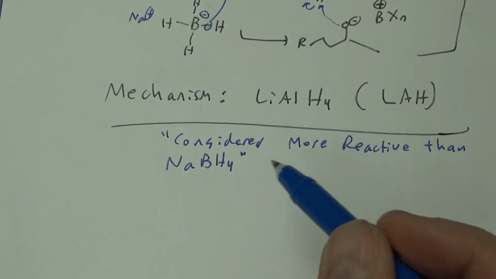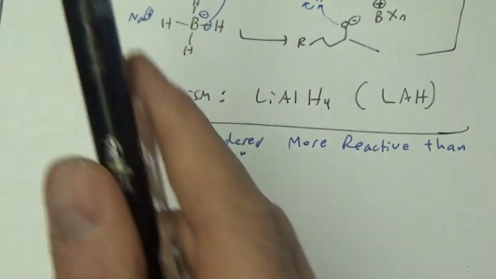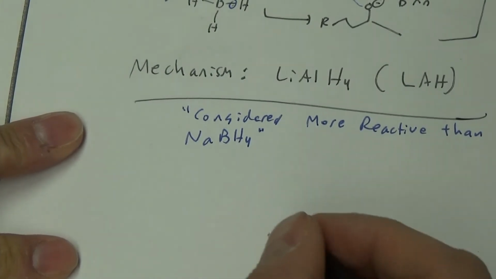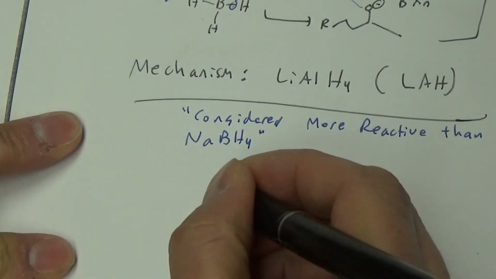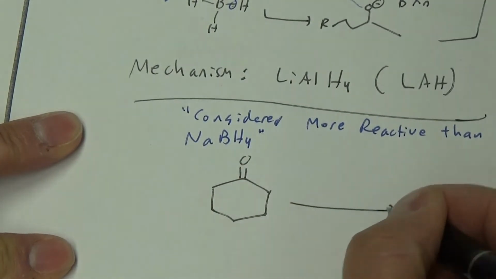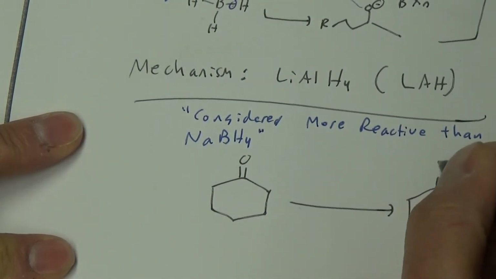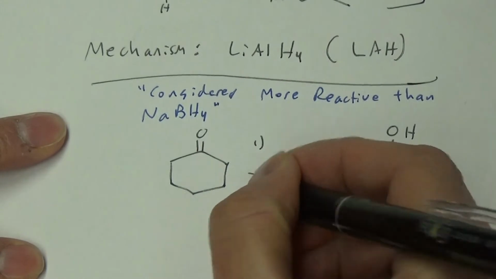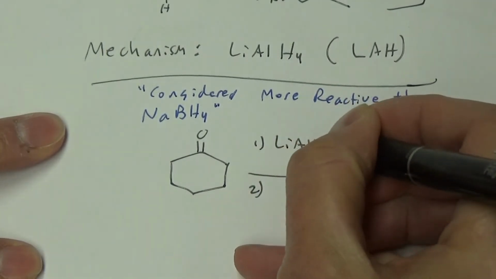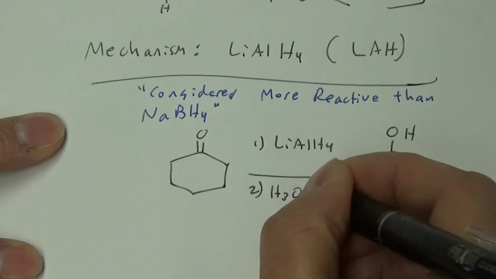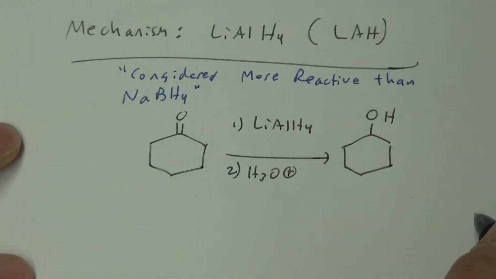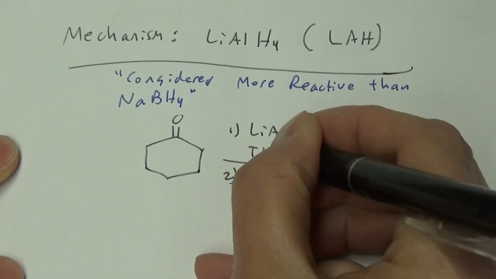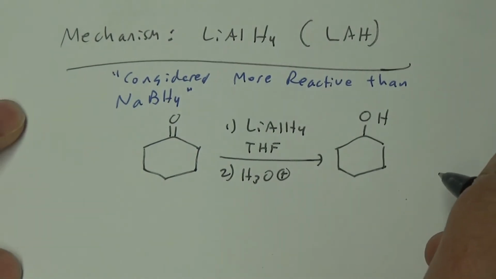Okay, but the mechanism is really easy. We can do the mechanism without catching the paper on fire. So let's try it. This time I'll draw cyclohexanone going to the secondary alcohol, and we'll use lithium aluminum hydride. Remember, this is a two-step process: lithium aluminum hydride, and then H3O+ or H2O as the second step. And what's our solvent? THF or ether. We'll just do THF, a cyclic ether.